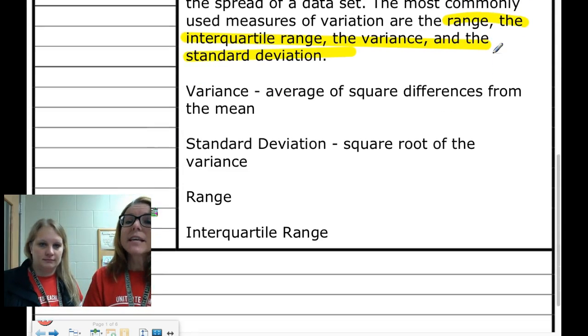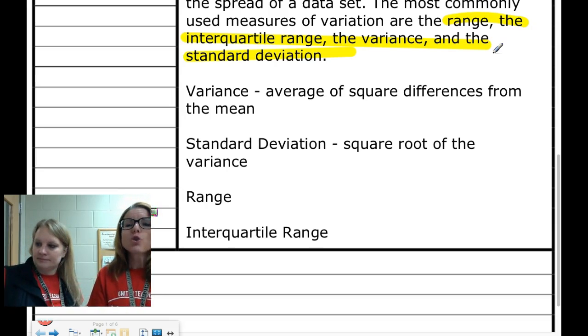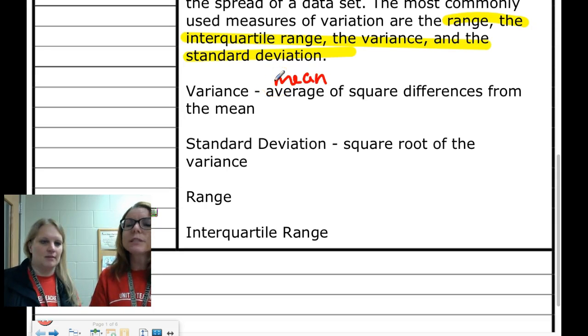Okay. Here are some definitions for you. Variance is the average, that's the same thing as mean, of squared differences from the mean. Right now, that may seem like a lot of words, and we will demo what we mean by that. We'll show you examples. Standard deviation is really quite simple. It's the square root of the variance.